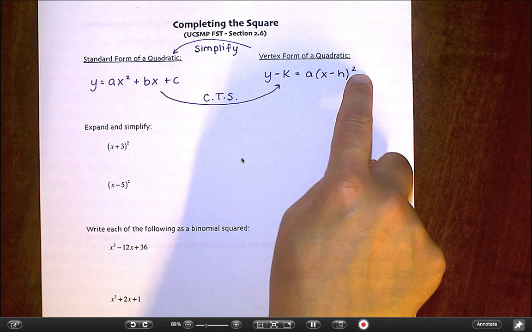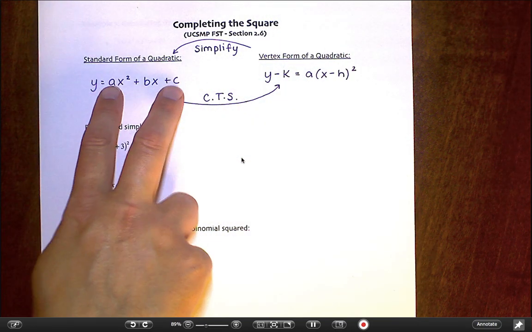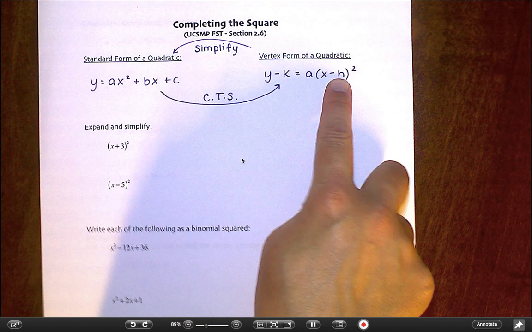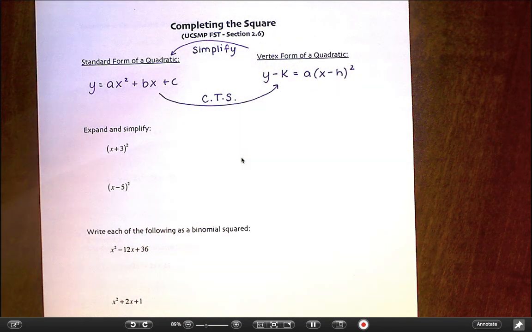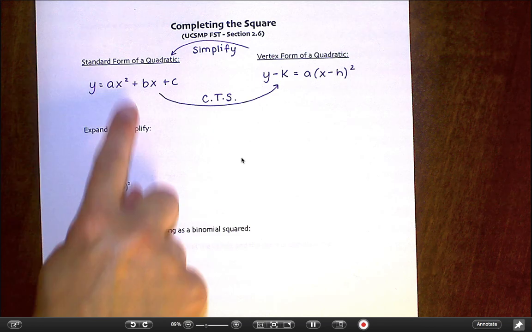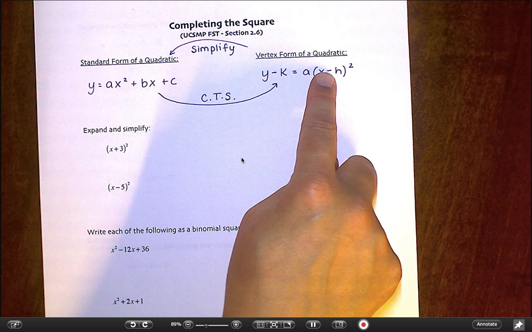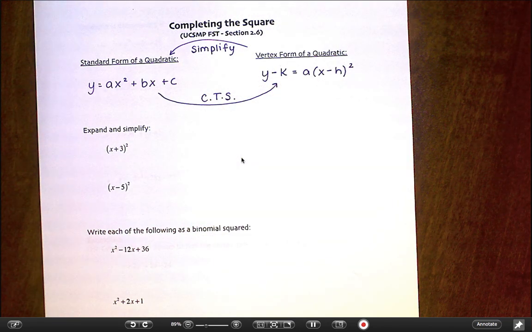And so the goal of completing the square is to take something like this and get it to a point where we can write it like this. And like I said, the A and the K are going to just kind of come out of that naturally. So that's what completing the square is all about, and that's what we're focusing on today, is being able to get standard form into vertex form. All right, and the process is called completing the square.